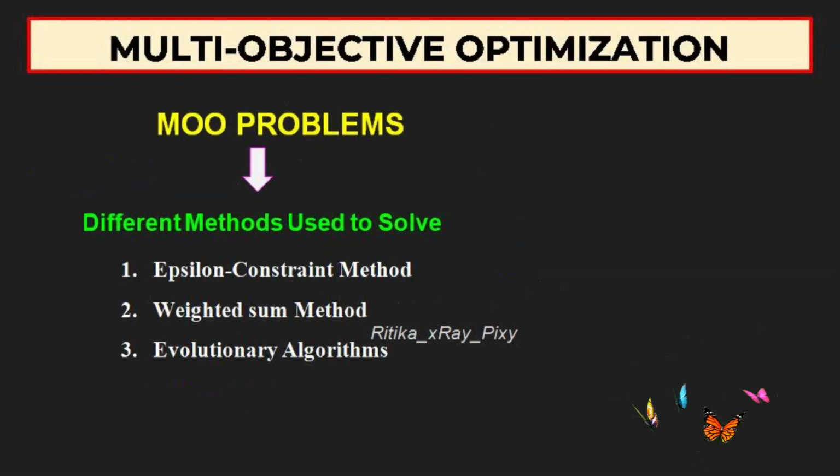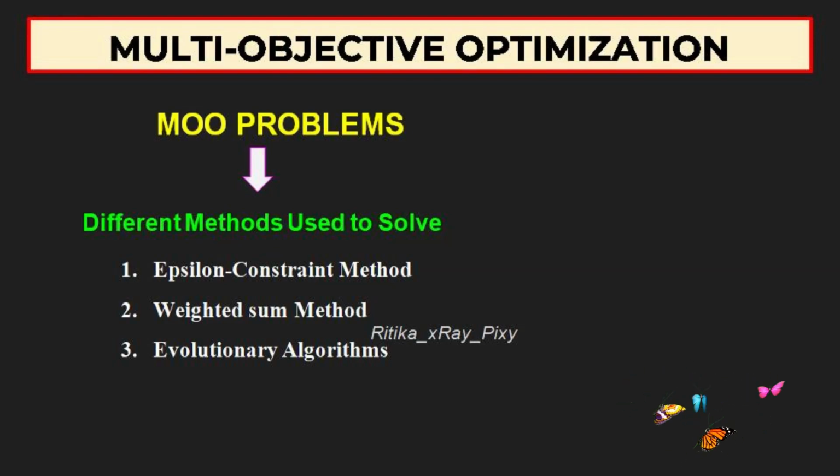So we have three methods that we can use to solve multi-objective optimization problems. First, we have the constraint-based method. This strategy focuses on optimizing one objective function at a time. So it will optimize only one objective function at a time while keeping the other objective functions within certain constraints.